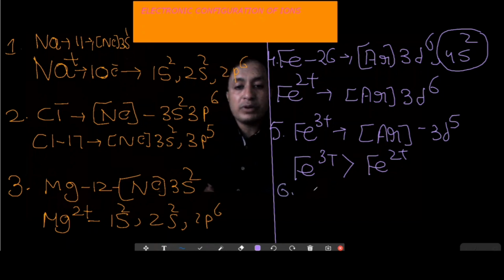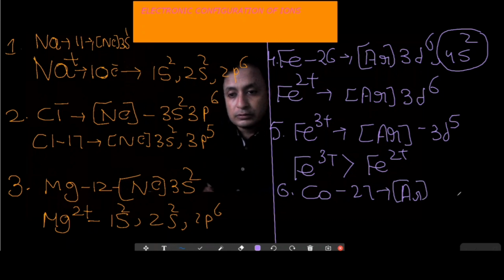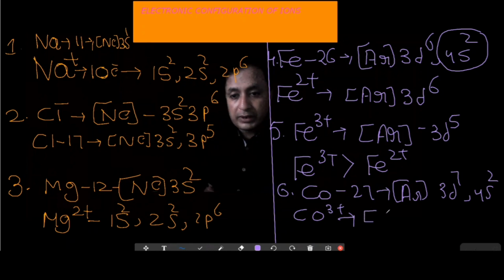We can take one more example. Suppose we can take the example of cobalt. Okay, now cobalt, atomic number is 27. So when you write the electronic configuration, it becomes argon 3d7 and 4s2. So when you have to write its electronic configuration as cobalt 3 plus, then it becomes what? It becomes argon. Okay, 4s, the 2 electrons are going to be lost from 4s, then one more electron is going to be lost from 3d7. So it becomes argon 3d6.